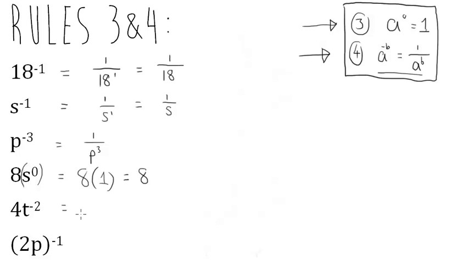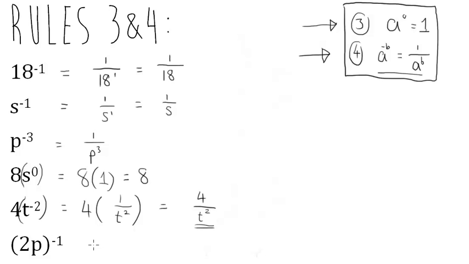Now, 4t to the minus 2, again, exactly the same thing. The power of minus 2 only applies to the t, it doesn't apply to the 4. So we've got 4 multiplied by, now what's t to the minus 2? Well, according to rule number 4, it's 1 over t to the positive 2, 1 over t squared, okay? And we can just simplify that by putting 4 over t squared. So that's our answer for that one.